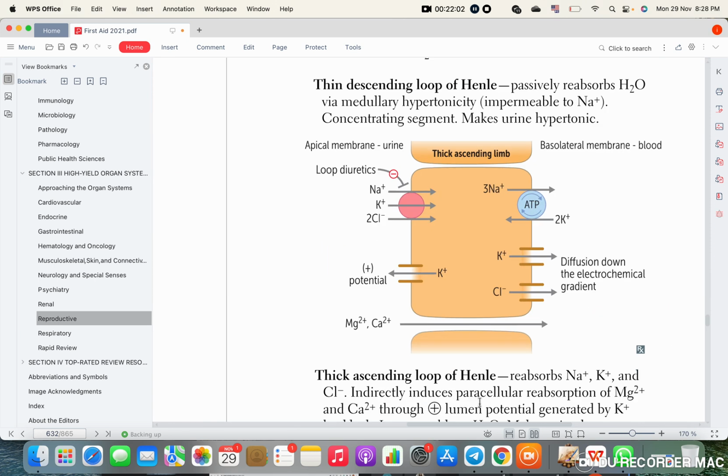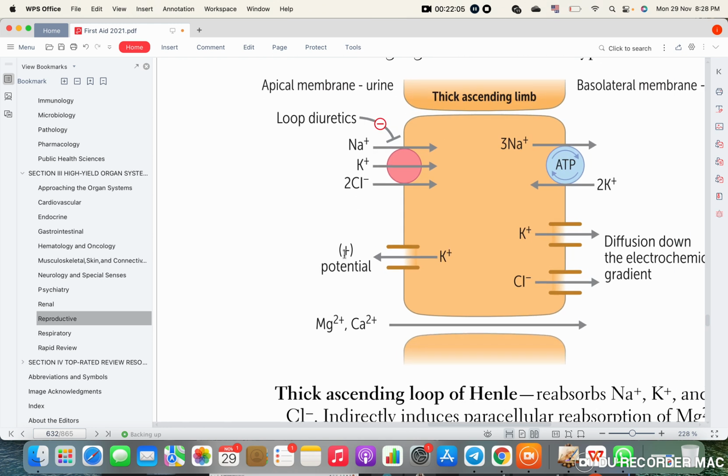The answer comes here. Let's go back and speak a little bit about this pump. Let's speak about normal before speaking about loop diuretics. Normally, we had sodium potassium 2 chloride absorbed inside of the cell. So after they were absorbed, what happened to the charge of the lumen? What happened to the electrical potential of the lumen?